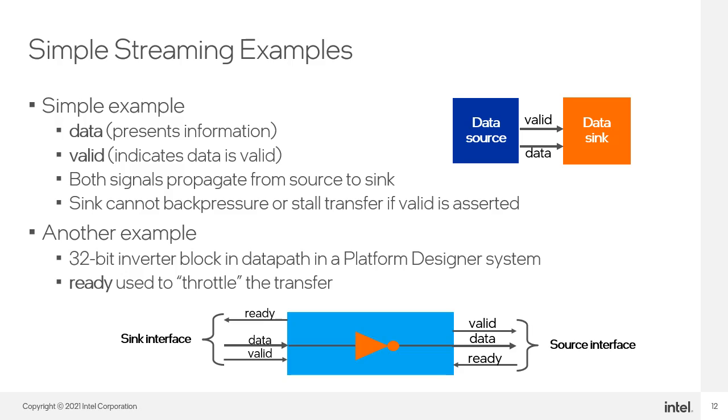In the second example, the source and sink interfaces also include the ready signal. The ready signal allows a sink interface to stall or apply back pressure to the transfer. A source with a ready input must not send data when the ready signal is deasserted.